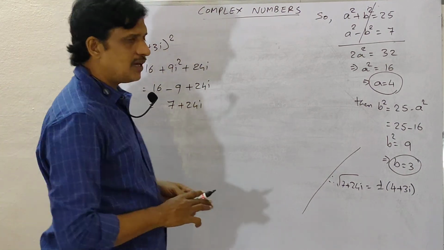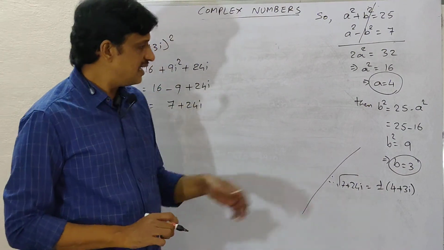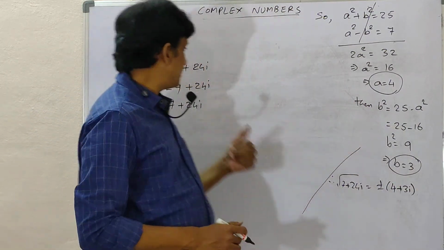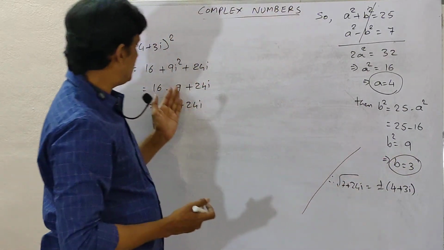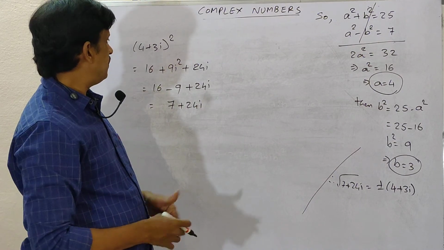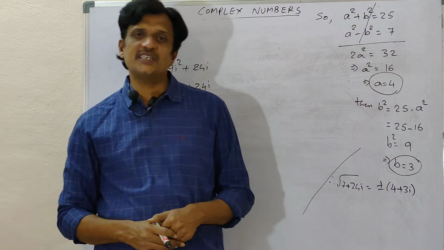Just observe the given problem. 7 plus 24i is the given complex number. Its square root is 4 plus 3i. So conversely, the square of the complex number 4 plus 3i will be 7 plus 24i. Like this you can find the square root of any complex number.